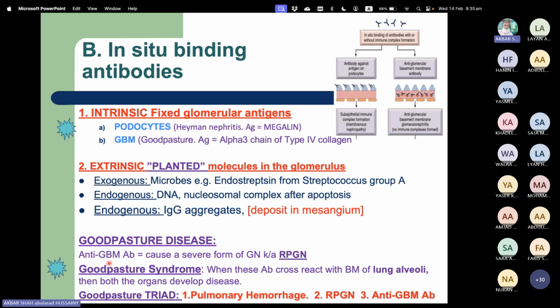In Goodpasture disease, there are anti-GBM antibodies. These are autoantibodies. They cause a severe form of rapidly progressive glomerulonephritis. In the second year you did this Goodpasture syndrome. This is a syndrome in which these antibodies attack the lung and the kidney. So the two organs are affected, so we call it Goodpasture syndrome. And there's a Goodpasture triad. Clinically, you see the Goodpasture triad when you see pulmonary hemorrhages, rapidly progressive glomerulonephritis, and anti-glomerular basement membrane antibodies. So this is a triad which occurs in this disease.